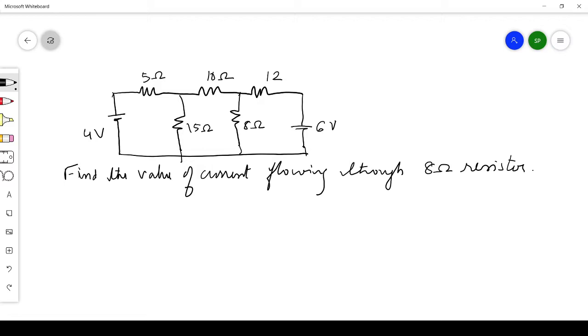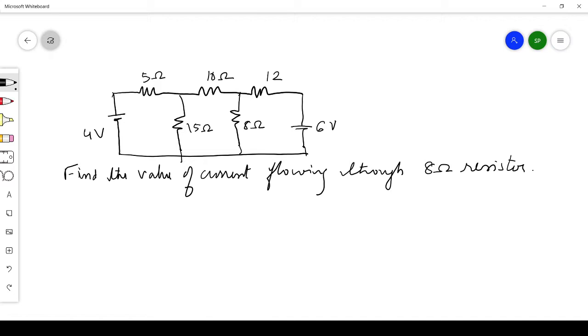Then you find the current through this 8 ohm. In the second step, we consider the 6 volt and remove the 4 volt from the circuit by replacing it with a short circuit, and find the current through 8 ohm. So the final current through this 8 ohm will be the algebraic sum of the currents found using the 4 volt separately and the 6 volt separately. This is how we have to apply the superposition theorem in this network.